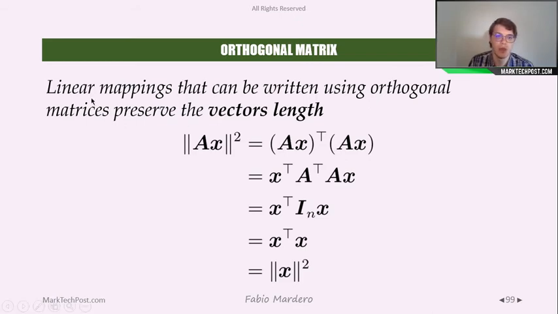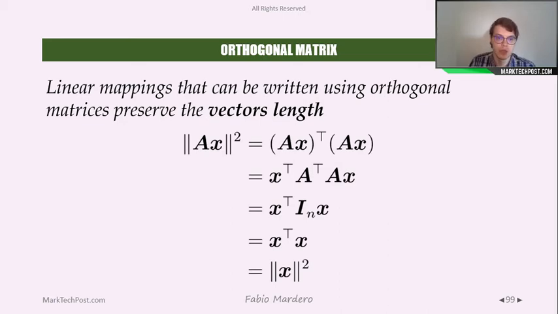Also, if the matrices are orthogonal, and let's say we can write a linear mapping using an orthogonal matrix as a transformation matrix, then we can see that this linear map, thanks to the orthogonal matrix, preserves the vector's length.